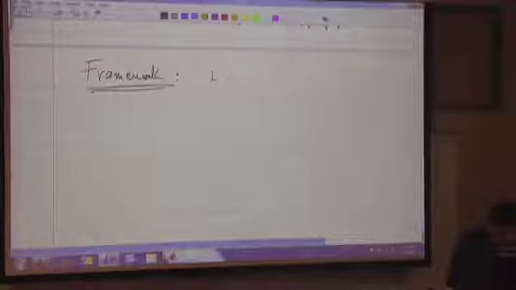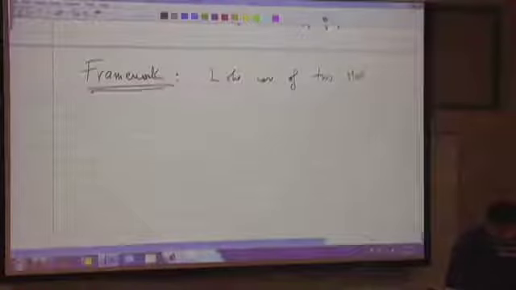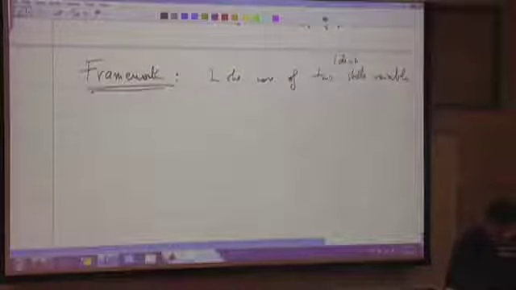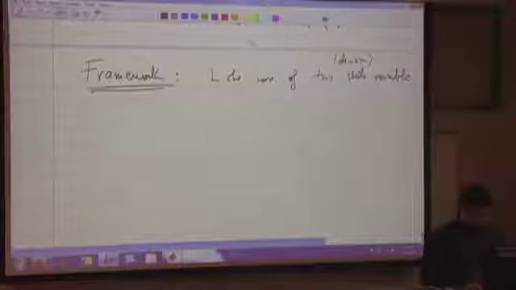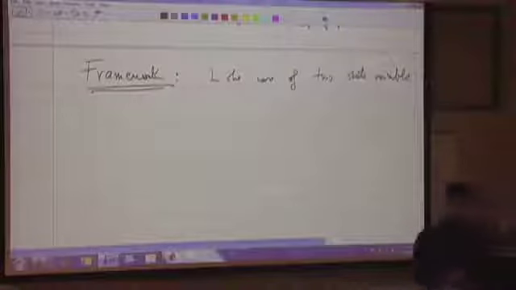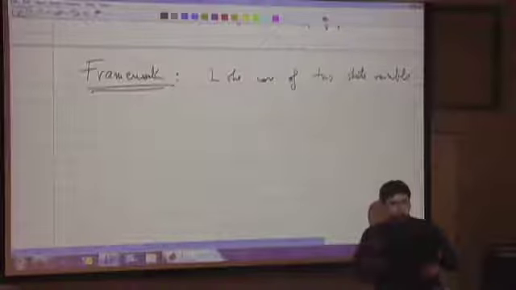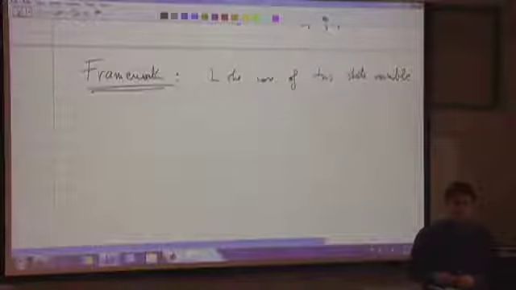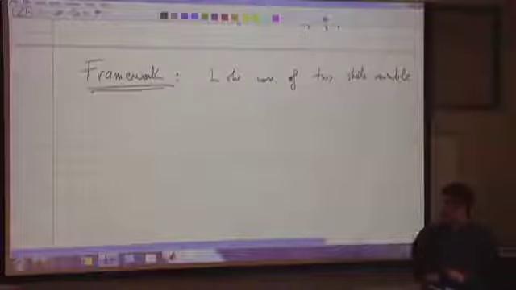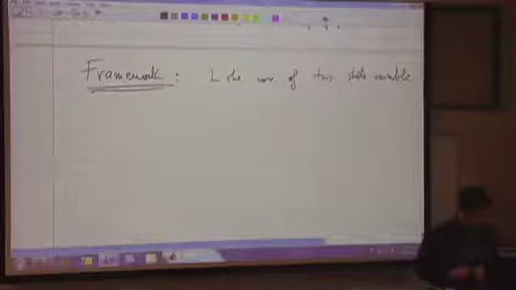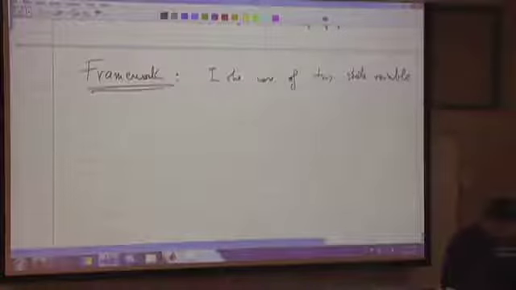So in the case of two state variables or decision variables, actually, you know what? I'm going to drop this decision variable. Before, when we talked about optimizing something, we picked a value for our decision variables to give the maximum or minimum of our objective. But here, I'm going to call them state variables.